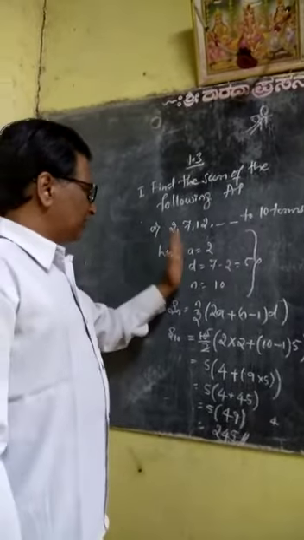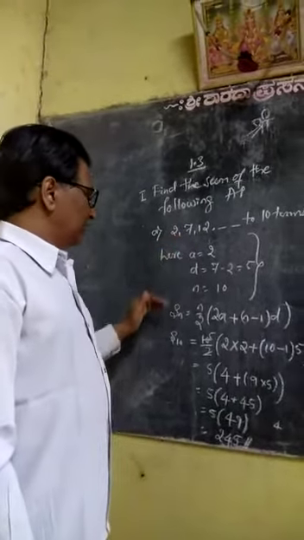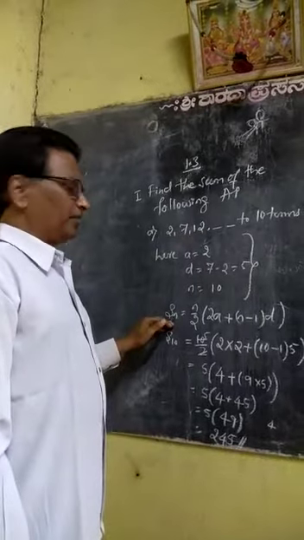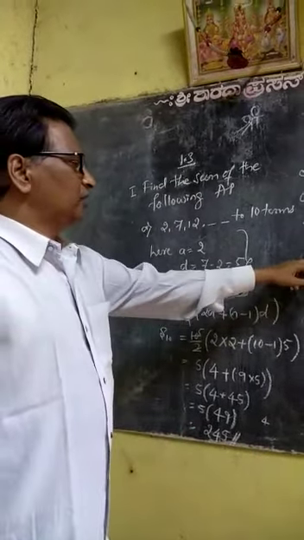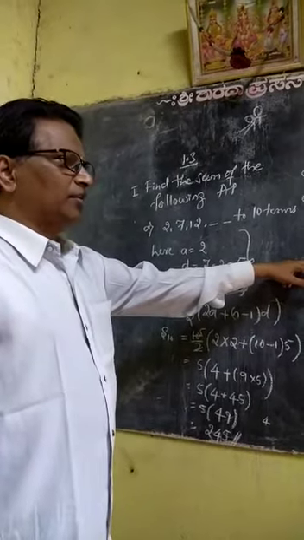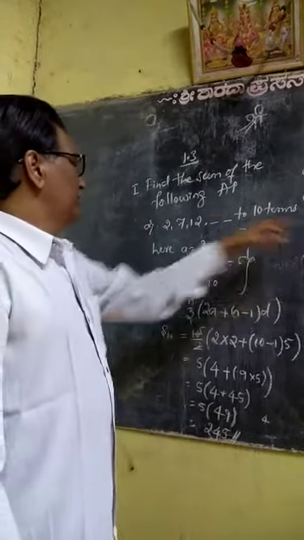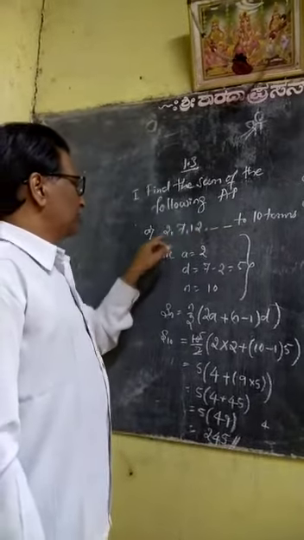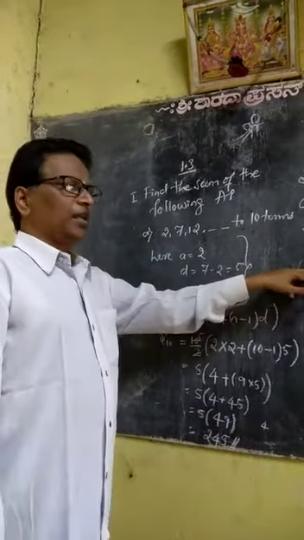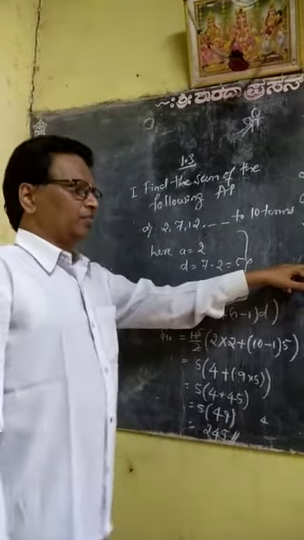So apply these values in the formula. Sn, the second formula is used here. The first formula is not used because these are not natural numbers here. 1, 2, 3, 4, 5, 6 like this, these are the natural numbers. Here the first formula is not used. So this formula is to be used.